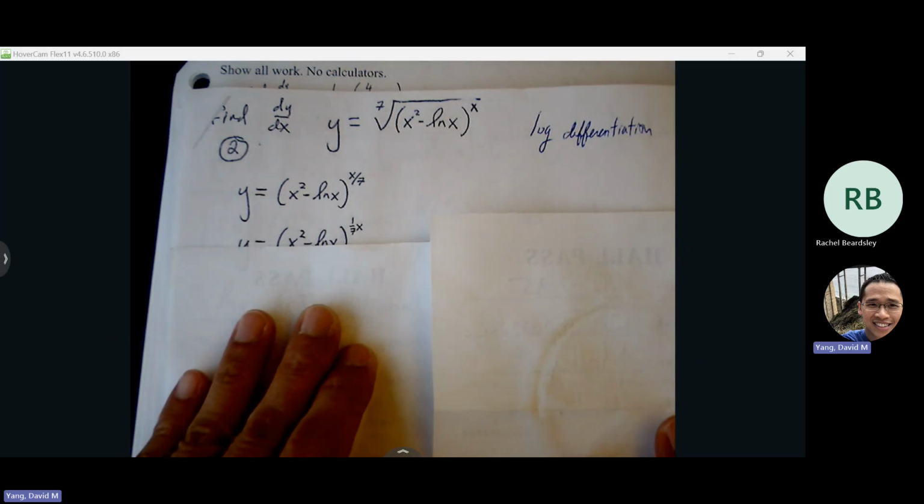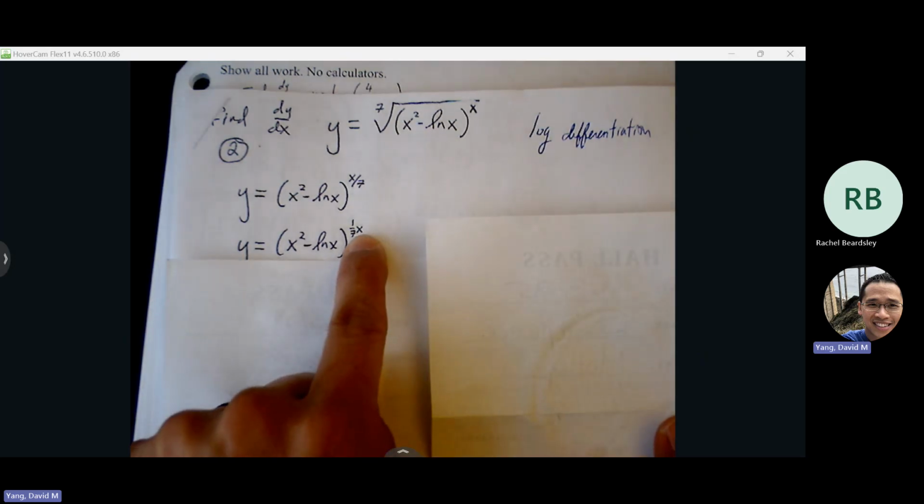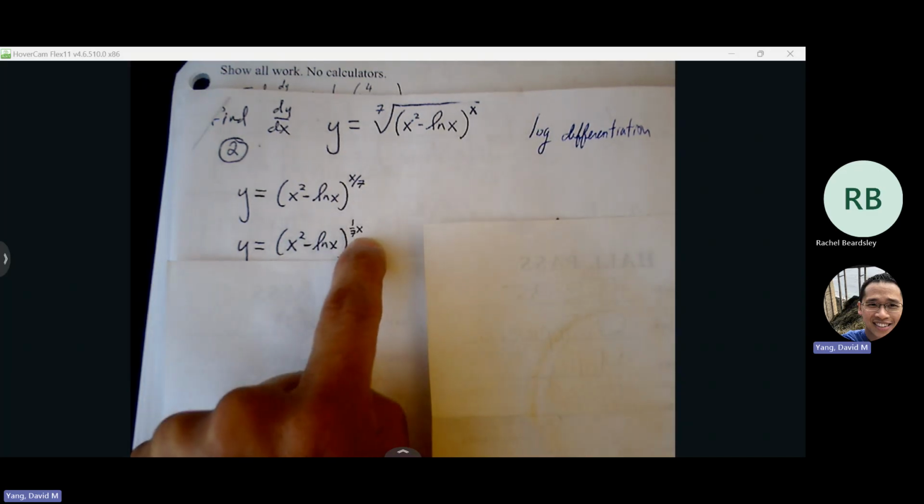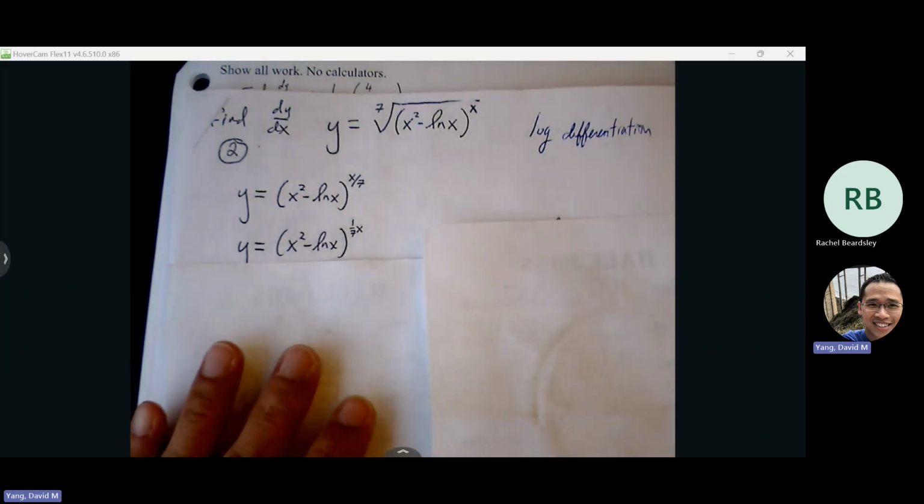So I'm just rewriting it as 1/7 x, just because I know that eventually when that comes down, I'll do power rule. Prefer to see it this form rather than that form. It doesn't really matter, but I think we prefer to not have to look at a number below the variable if we don't have to. So next step, take natural log of both sides.